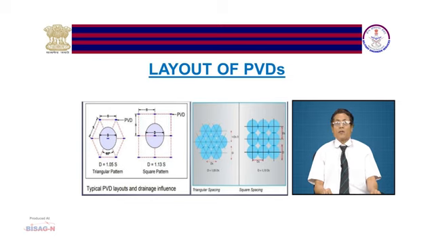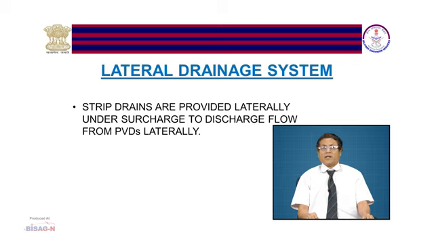Now, if we compare the two patterns, the square pattern is very convenient to install in this land because it is very easy to install, and the triangular pattern is a little bit complicated, but it is useful from the uniform settlement point of view, because by this triangular pattern we can achieve uniform settlement of the soil.